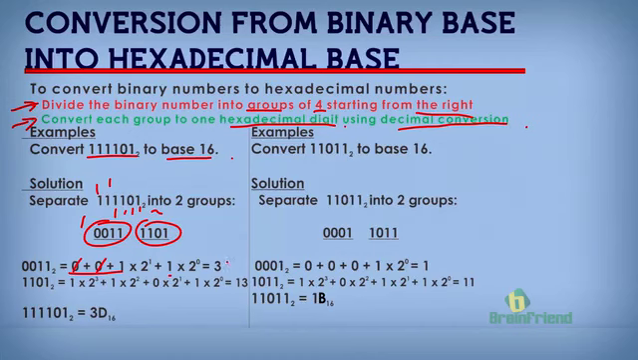2 plus 1 gives us 3. Next, we'll handle the second group, okay? 1 times 2 raised to the power 3 plus 1 times 2 raised to the power 2 plus 0 times 2 raised to the power 1 plus 1 times 2 raised to the power 0. And that gives us 8 plus 4 plus 0 plus 1. So we have 8, 4, and 1 added to give us 13.